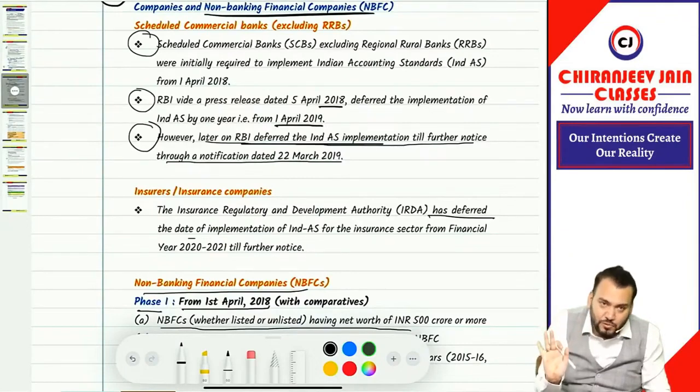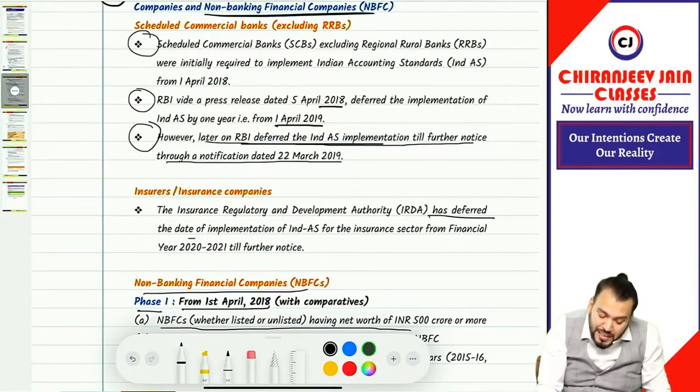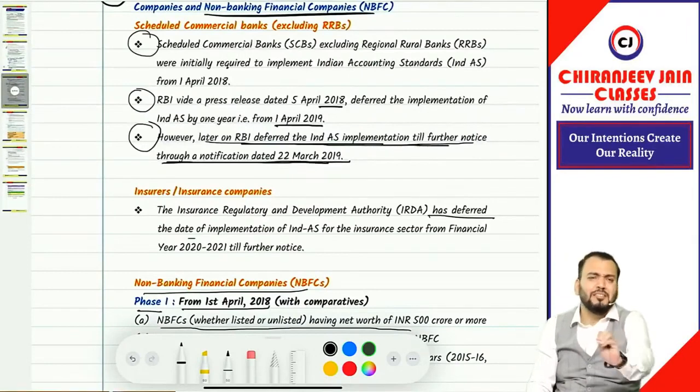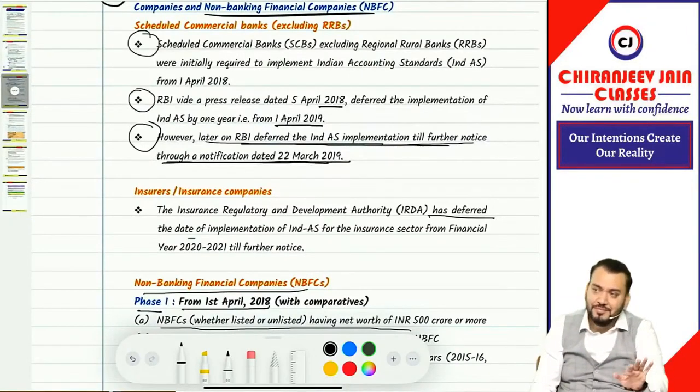No date has been announced. So RBI deferred the Ind AS implementation till further notice, as per a notification dated 22 March 2019. In simple words, it is not applicable right now.